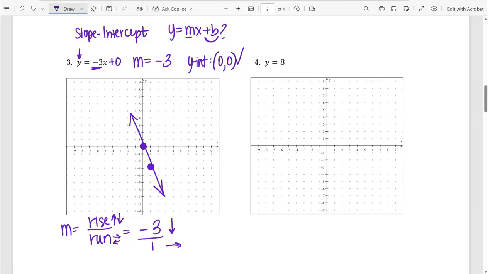For number 4, I also still have slope-intercept form. I already have y by itself, so y equals mx plus b is what we're focusing on. But this time, notice what disappeared. I have an 8 by itself, so that's what we'll use for that b value, or my y-intercept, 0, 8. However, this time my m disappeared. My x value disappeared. So this would be the same thing as nothing x plus 8.